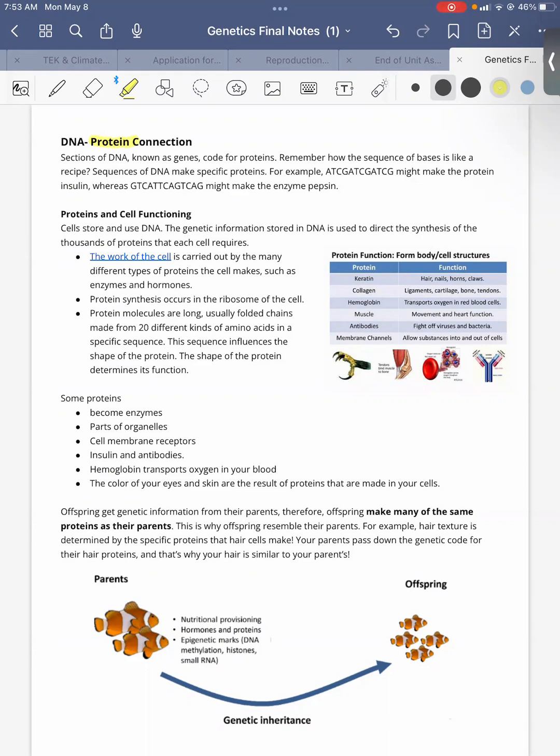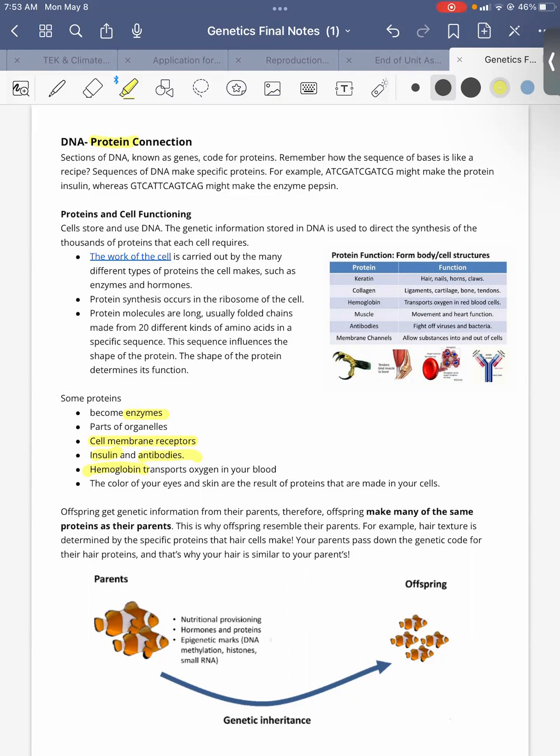So we have a bunch of different types of proteins in the cell, and here are just some examples that are important to remember. Remember that enzymes are proteins, right? Cell membrane receptors are proteins, insulin, other hormones, and antibodies, hemoglobin, which transports oxygen in your blood, and then your traits themselves, when you look in the mirror, are actually formed by proteins.